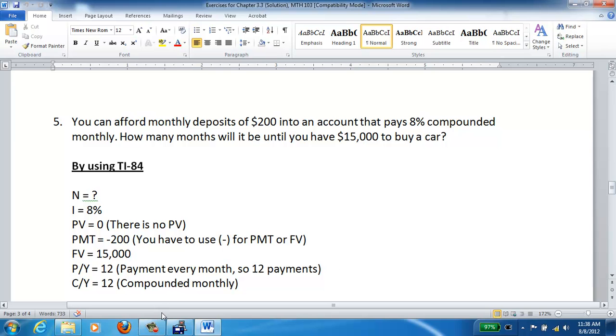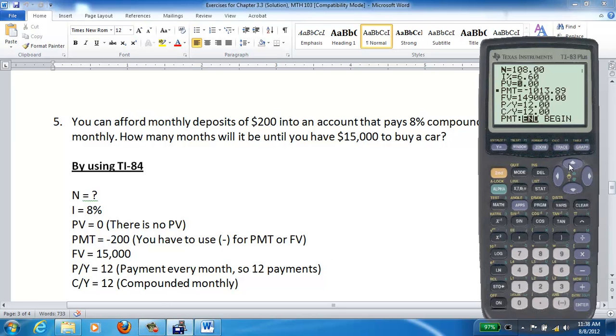So let's go to use again the graphing calculator. N is the unknown, the interest rate is 8%, the payment is 200, and I will use the payment as a negative. Negative, I use the one in the parentheses, negative 200. Future value is 15,000. And then P slash Y, C slash Y will be equal to 12.